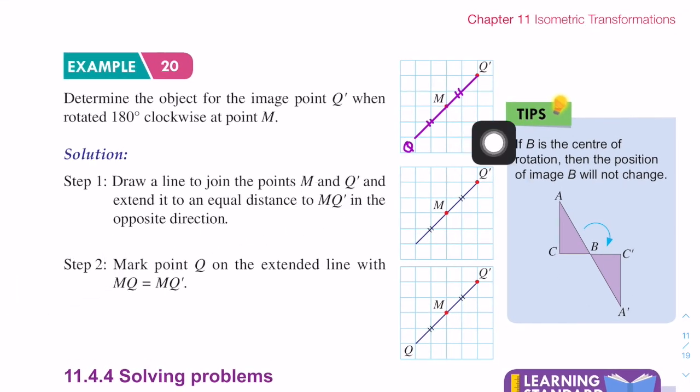Okay, cuba tengok di sini tips. If B is the center of rotation, then the position of image B will not change. Biasanya center of rotation itu dia tak akan berubah lah kalau image dia, sebab dia adalah center dia. Okay, pusat dia. So A will be over here A prime, C prime, and point B dia akan jadi image dia sendirilah. B prime di tempat yang sama, if only B is our center of rotation.